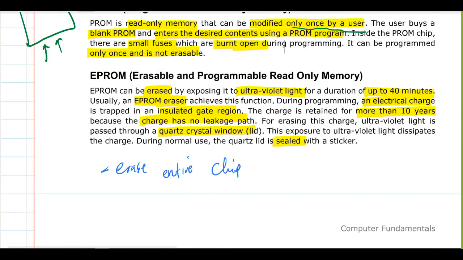Then there is another one that is called EPROM, erasable and programmable read-only memory. This memory can be erased by exposing it to UV light, or ultraviolet light, for a certain duration. The EPROM eraser achieves this function. You delete what was stored there, and then you write a new program. So this is just another kind of ROM that you can erase and then reprogram. You cannot do that very many times, but it has some. It can retain the charge for up to 10 years, but there is a limit on the number of times you can reprogram this kind of ROM.